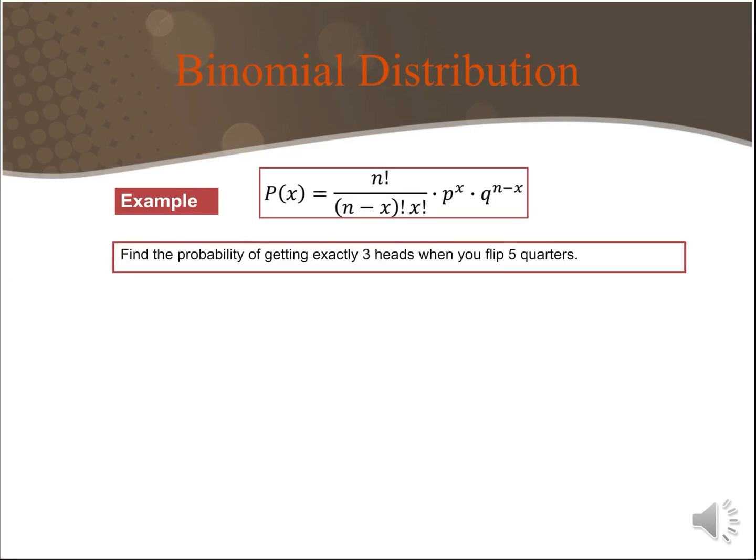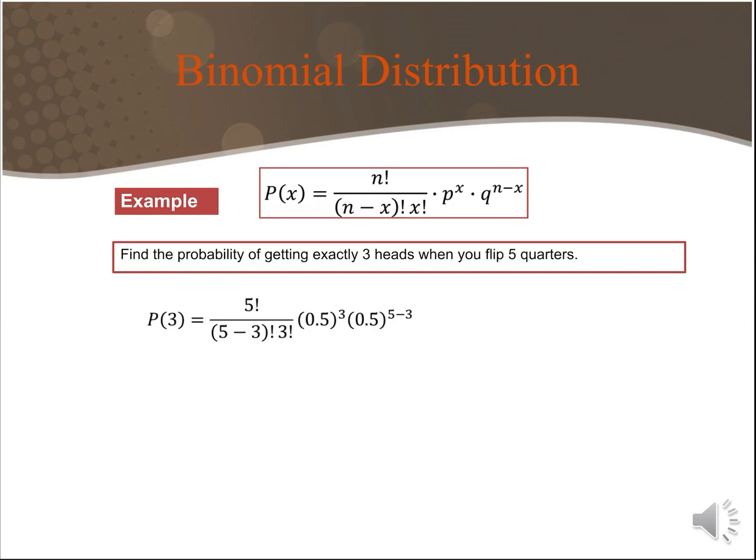Okay, there's the formula, in case you didn't get it written down before. Let's find the probability of getting exactly 3 heads when you flip 5 quarters. Okay, let's break this apart. So 3 is the number of successes. So we're finding P of 3, the probability of 3 successes. 5 is the number of trials.